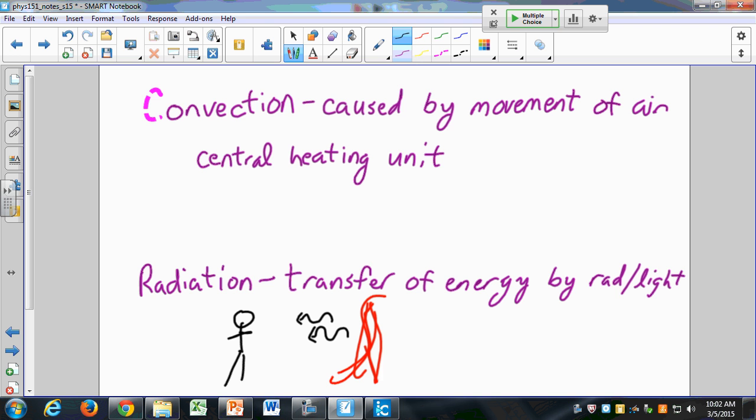You're not touching the fire. You don't have wind blowing from the fire, but it's just the electromagnetic radiation, or the light energy, that's reaching you.